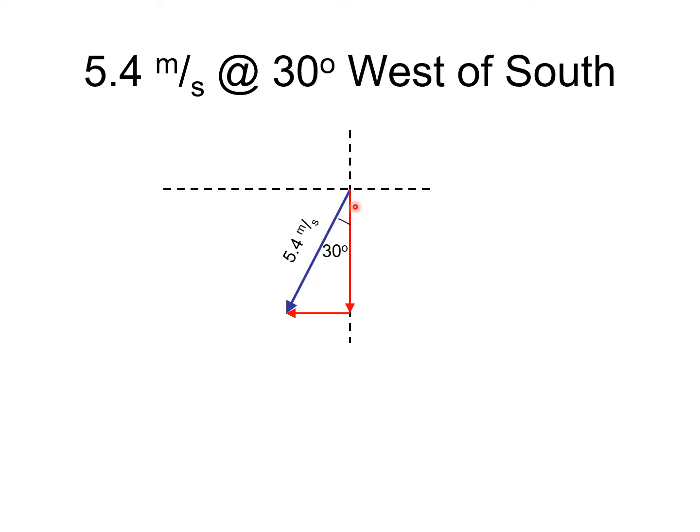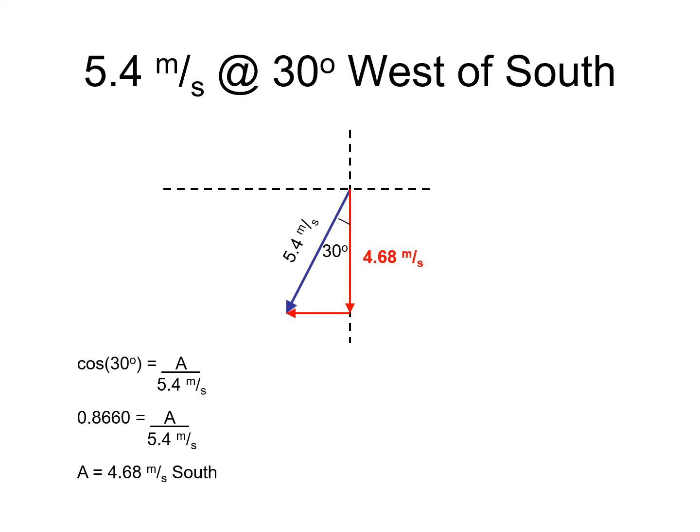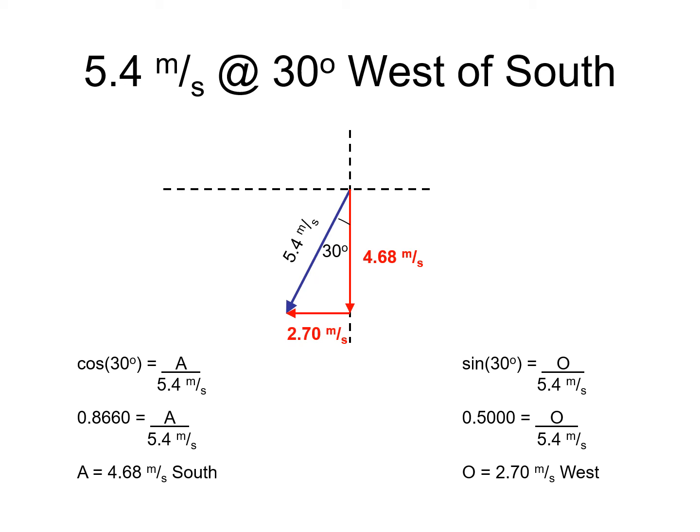So the south component is going to be cosine. Cosine of 30 degrees is going to be equal to the adjacent because this side is adjacent to the 30-degree angle with the hypotenuse on the other side. Then we punch cosine of 30 degrees into our calculator. We get 0.8660, multiply both sides by 5.4, and we see that the south component is going to be 4.68 meters per second south. To find the west component, that's opposite, so we're going to use sine. Sine of 30 degrees is going to be equal to opposite over 5.4. Punch in sine of 30 degrees into your calculator, you get 0.5. Multiply both sides by 5.4 and you get 2.7 meters per second west. So that is the west component of this vector.